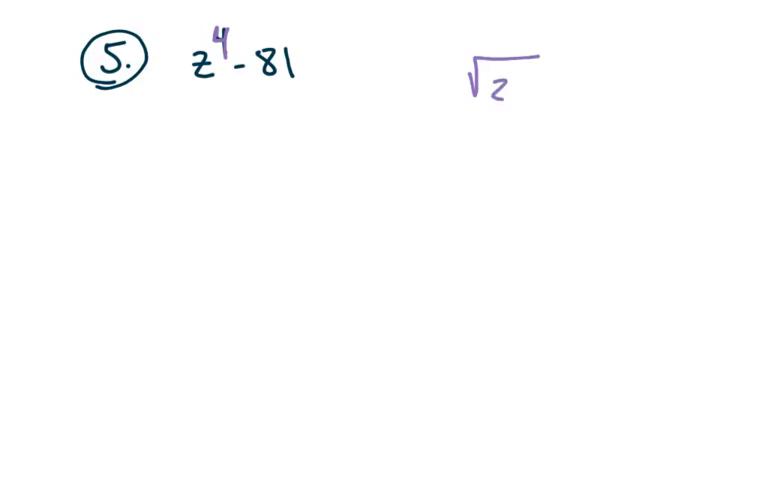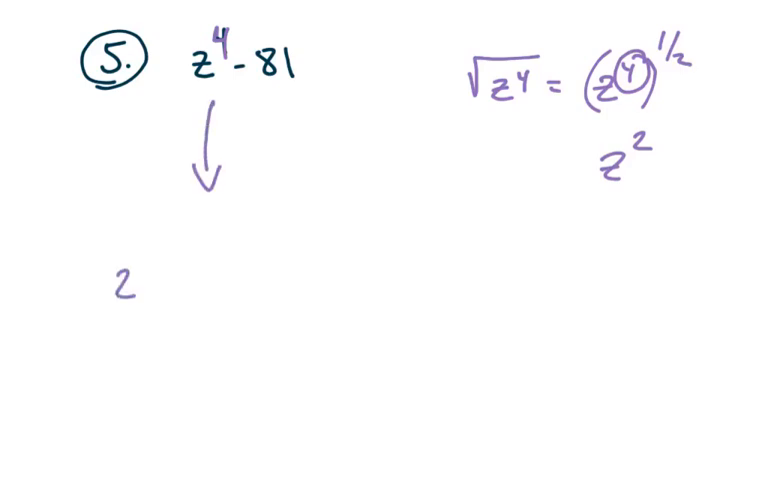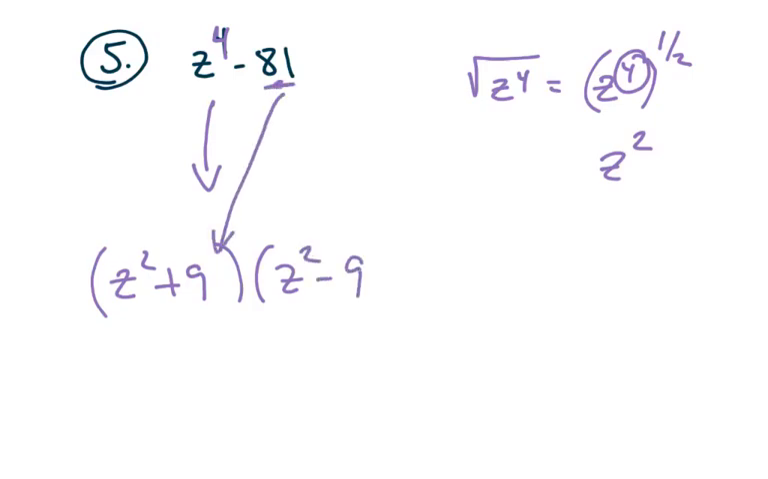One thing that's important here to realize is that when we take the square root, it's a fancy way of saying we're raising it to the 1/2 power. So all we're saying when we take the square root is that we're going to divide the exponent by 2, which would give me z squared. So this breaks down to z squared plus 9 and z squared minus 9. Remember, the square root of 81 is just 9, right?